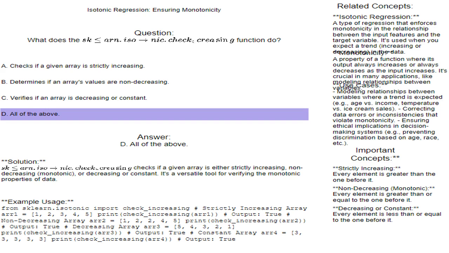Answer D, all of the above. Isotonic regression is a type of regression that ensures a monotonic relationship between the input features and the target variable. This means that the relationship is either always increasing, always decreasing, or constant.